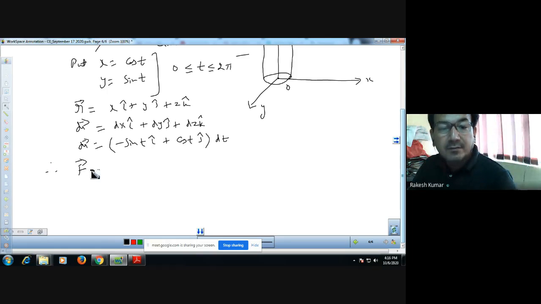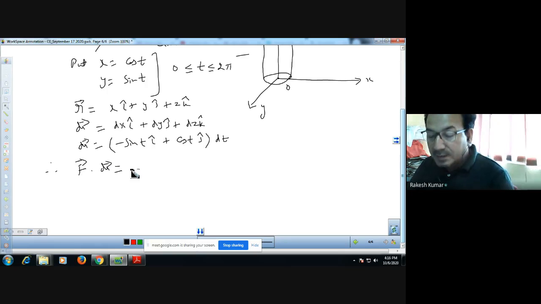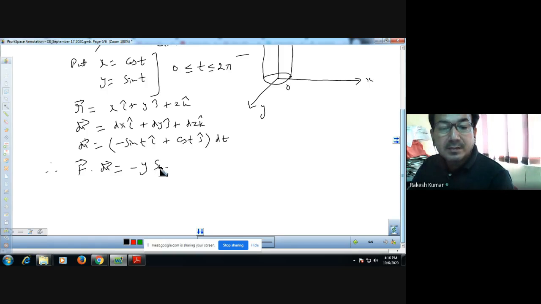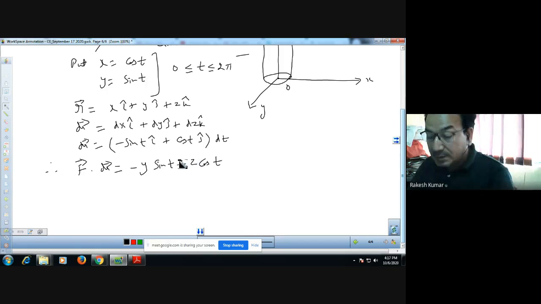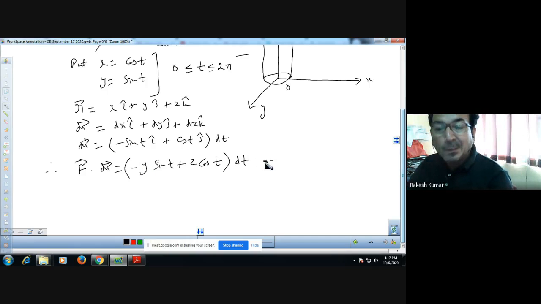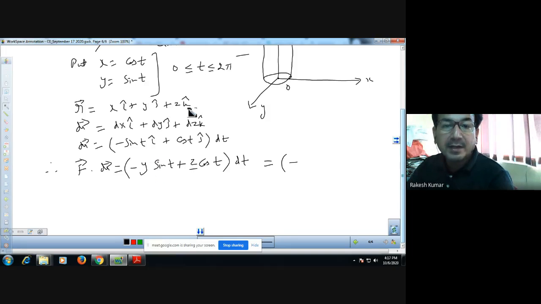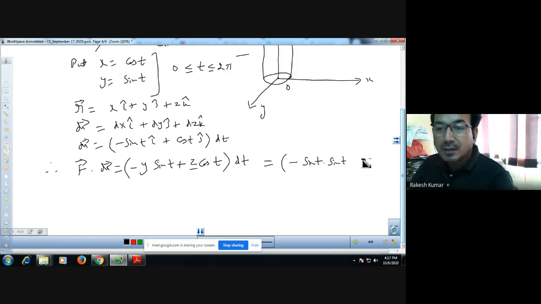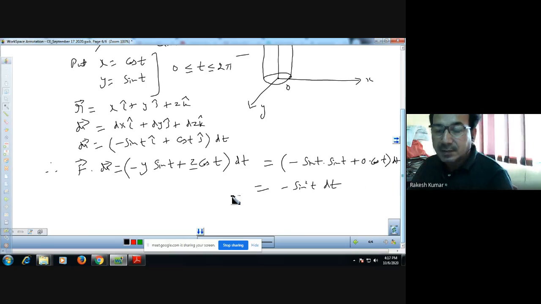Therefore, we can find F dot dr. And what is F given to us? That is y i cap. So it comes out to be minus y sin t plus z cos t, the dot product, into dt. dt will be there because of this dt. Now, what is the value of z? z is 0, so you can substitute z equal to 0. And what is the value of y? y is sin t. So F dot dr comes out to be minus sin square t dt.